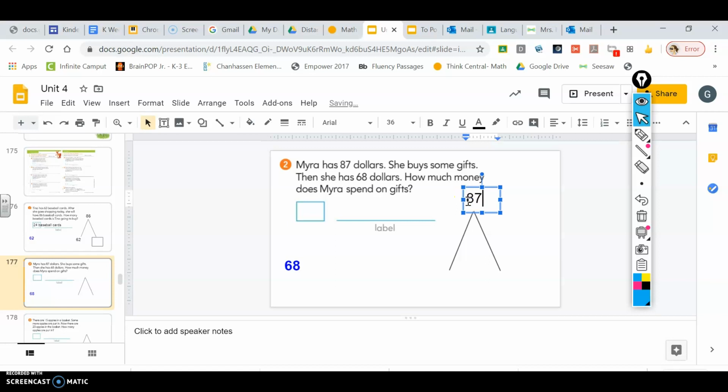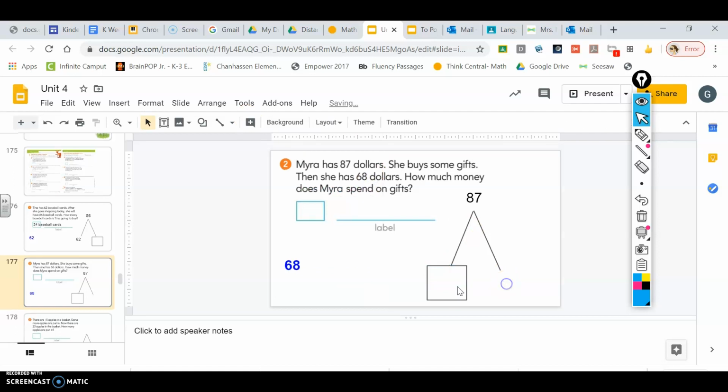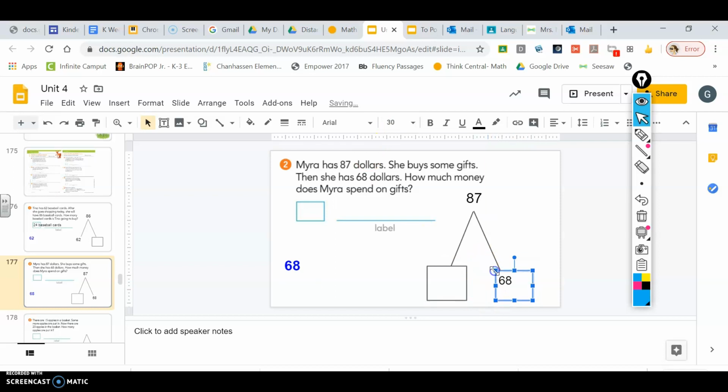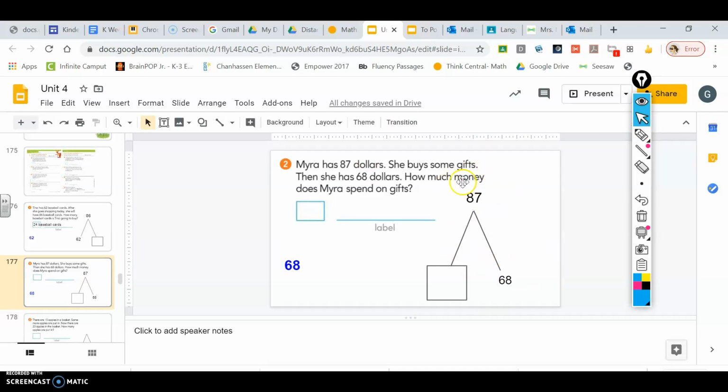Well, we know she started with $87. She bought some gifts, so we don't know how much she spent on those gifts, so that's my unknown. So I'm going to put that unknown box right there. And then we know that at the end of that, she had $68 left. So you should set up your math mountain like this. She started with $87. She bought some gifts. We don't know how much money she spent on those gifts, but now she has $68 left.